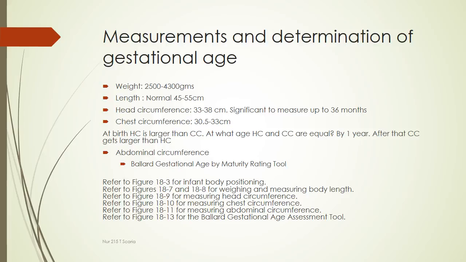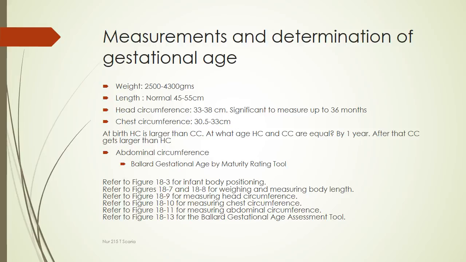And the normal chest circumference is 30.5 to 33 centimeters, and at birth the head circumference is larger than the chest circumference. At what age are the head circumference and chest circumference equal? By 1 year of age. And after 1 year, the chest circumference gets larger than the head circumference.